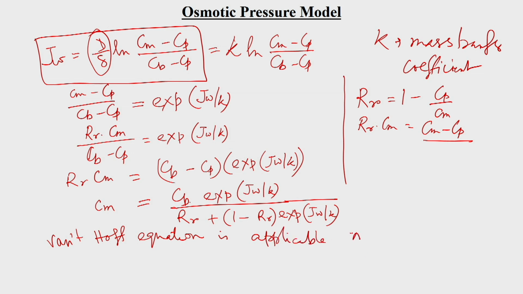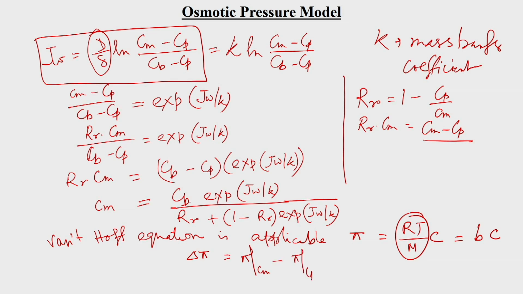So, there we can say this one pi is equal to RT by m into C, and we can take this term as B into C. So then delta pi with time will be pi, that is Cm minus pi at Cp. So, that difference will give the osmotic pressure gradient.